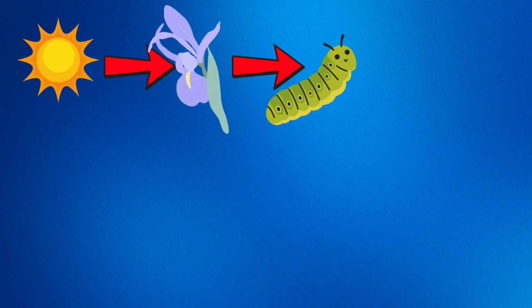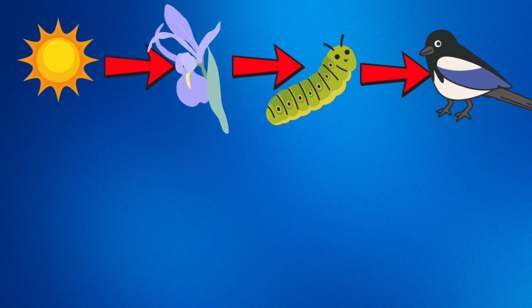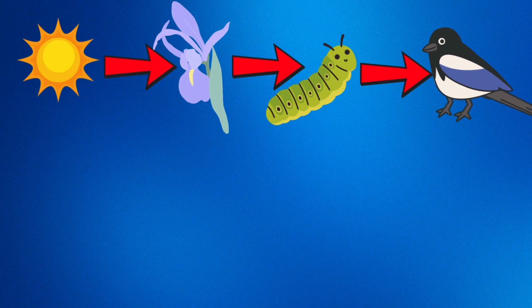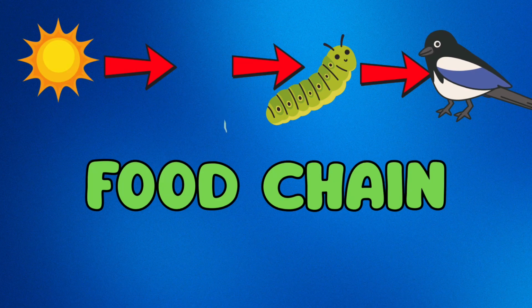A simple example of a food web starts with the sun. The sun provides the energy for a plant to grow. When a caterpillar eats the plant, it gains the nutrients it needs. If a bird eats the caterpillar, nutrients and energy are then transferred to the bird. This is not a food web, but a food chain.